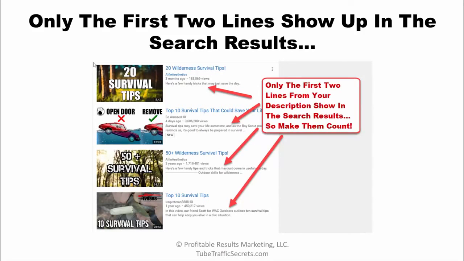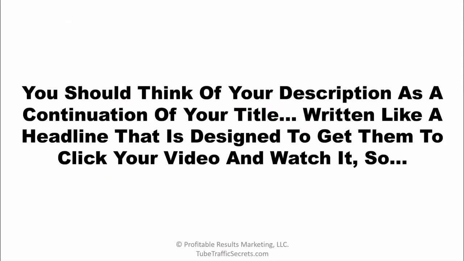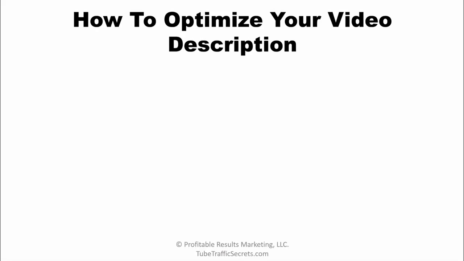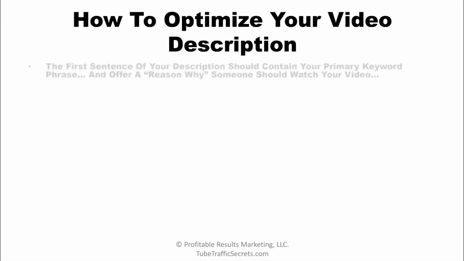So you only have those two lines to convince someone to click. Now, obviously, you still have the thumbnail and the title, but we're talking about the description right now. So you should think of your description as a continuation of your title, written like a headline that is designed to get them to click your video and watch the video. So here's how to optimize your video description.